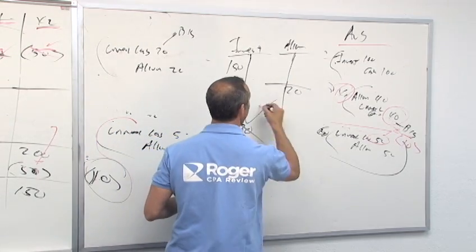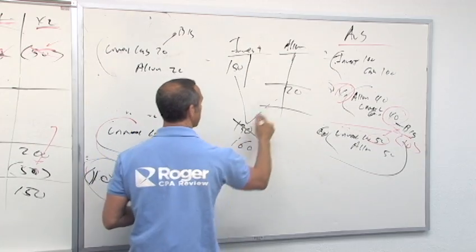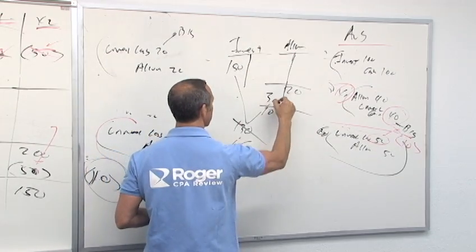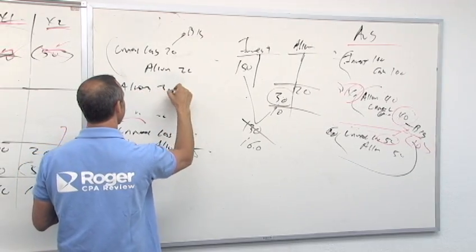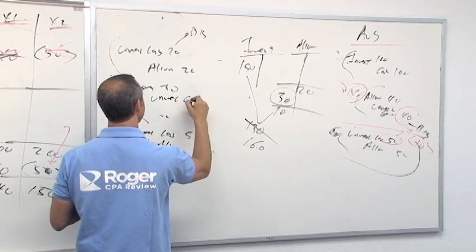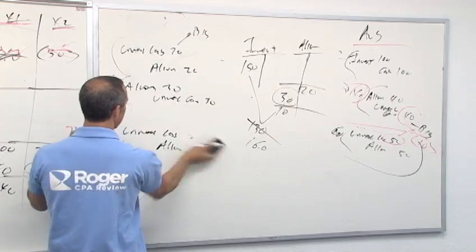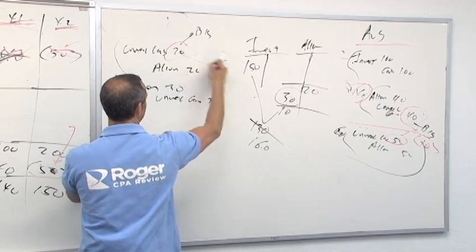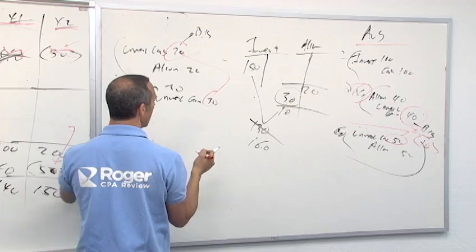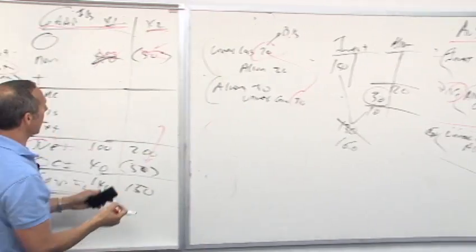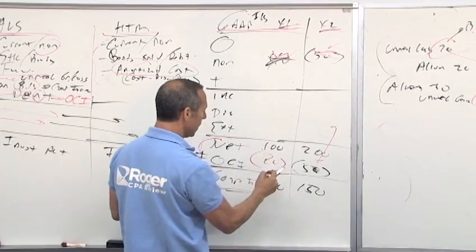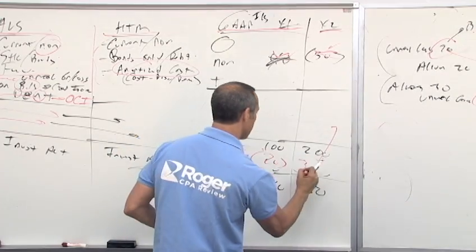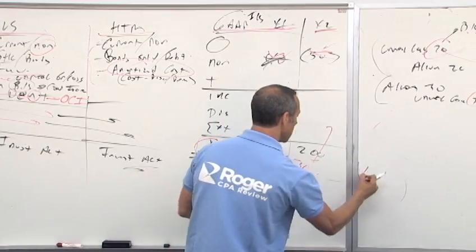160. What's my target? I want the allowance to be 10. Therefore, I need to hit this for 30. Journal entry, debit allowance, 30. Credit unrealized gain, 30. Now, where does the unrealized gain go? Goes to the balance sheet. So if I were looking over here, what would I have? In the first year, I would have a loss of 20. In the next year, I would have a gain of 30. The cumulative would be 10.